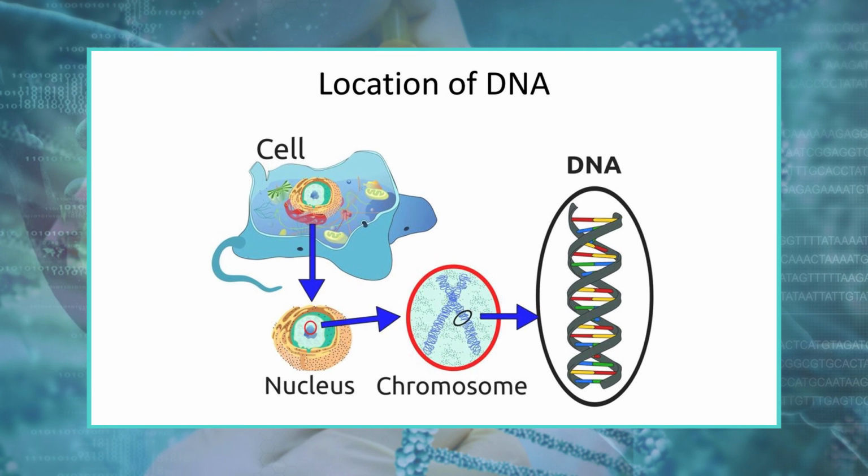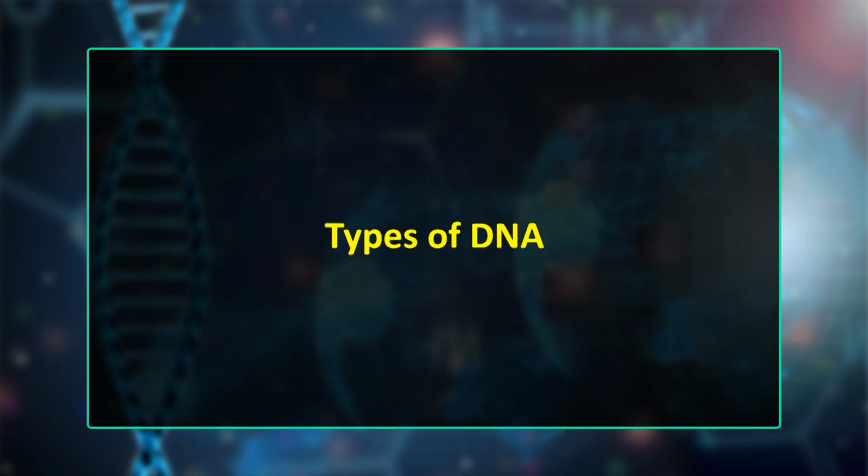Nuclear DNA is the DNA contained within the nucleus of every cell in a eukaryotic organism. It codes for the majority of the organism's genome, while the mitochondrial DNA and plastid DNA handle the rest. Now we will discuss different types of DNA. In addition to the classical structure of DNA, there are several other forms of DNA as well.